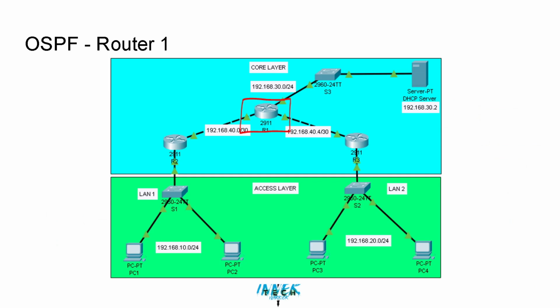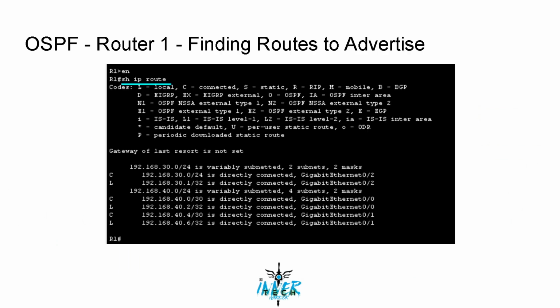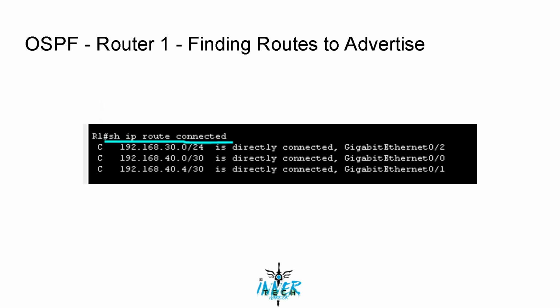Let's start the OSPF configurations with router 1. Let's console into router 1 with PC1. Let's do a show IP route command to see what routes R1 is currently connected to. We're only interested in directly attached subnets, so let's be more specific and use the show IP route connected command. Here we can see the three networks we can advertise using OSPF.